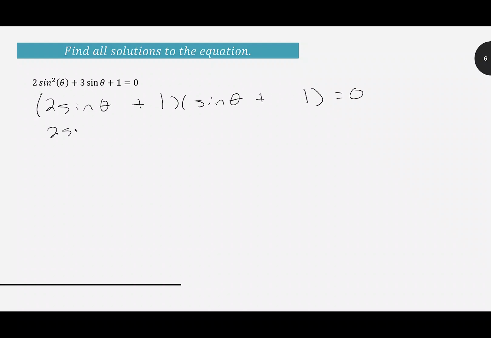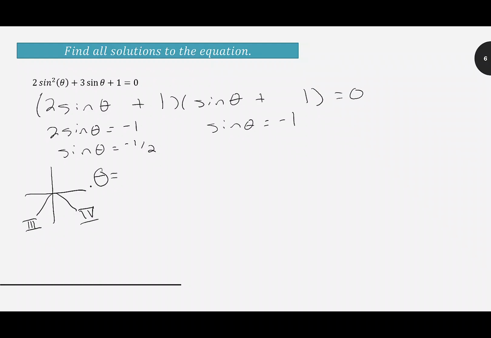We have 2 sine theta equals negative 1. We have sine theta equals negative 1. This says sine theta equals -1/2, and we keep the sine theta equals -1. Sine is negative in quadrants 3 and 4. For these cases, theta will be equal to 7 pi over 6 plus 2 pi k and 11 pi over 6 plus 2 pi k.